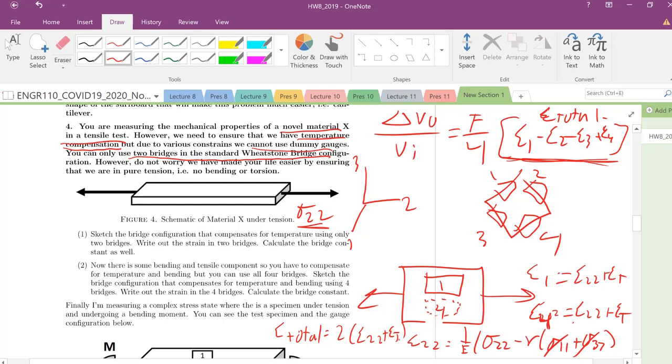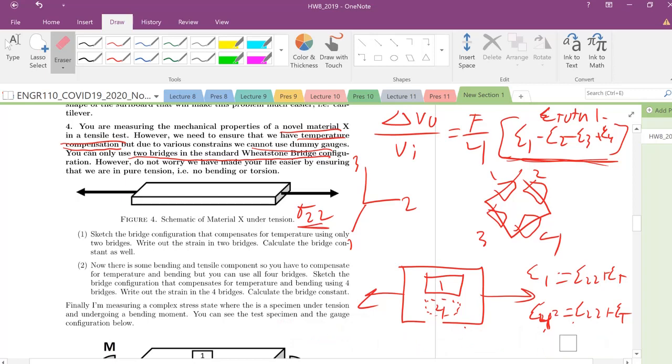When we say temperature compensation, we need to get rid of the strain in temperature. So we're kind of stuck at this point. Nothing seems to be working out for us. Every time we subtract, we kill off all of our strain. But what would happen if I instead, let me erase this, align my strain gauge like this, in the 2 direction? What's happening now?